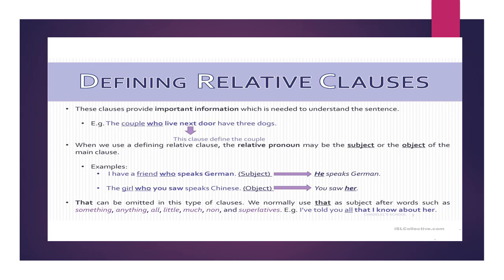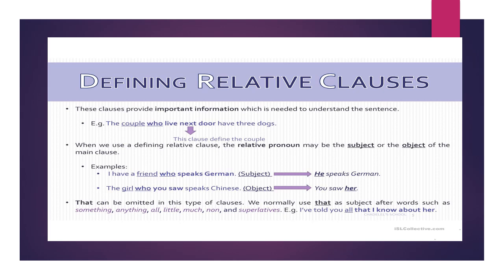Let's look at this one. These clauses provide important information which is needed to understand the sentence. So, the couple who lives next door have 3 dogs. So here I'm speaking about a defining relative clause. The defining relative clause gives more important information.